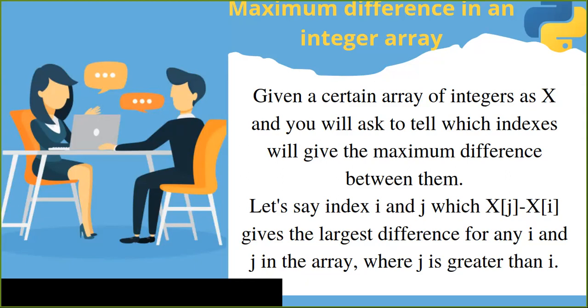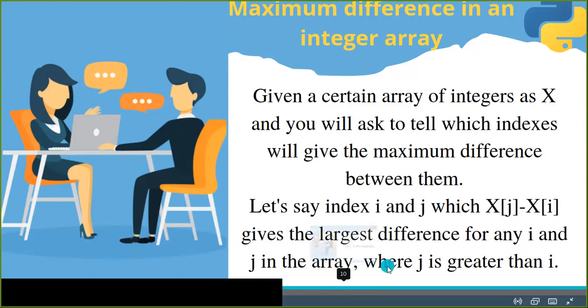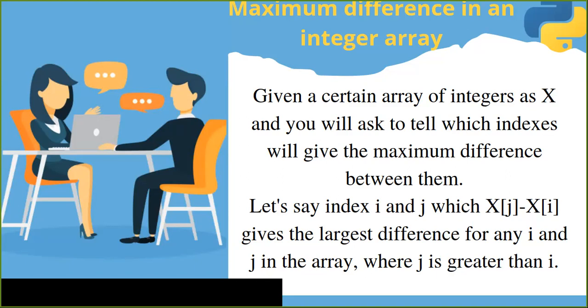So in this question, given a certain array of integers as x, you are asked to tell which indexes will give the maximum difference between them. Let's say index i and j, which x index j minus x index i gives the largest difference for any i and j in the array, where j is greater than i. So this is the question you are going to solve, if you may be asked a question like this.